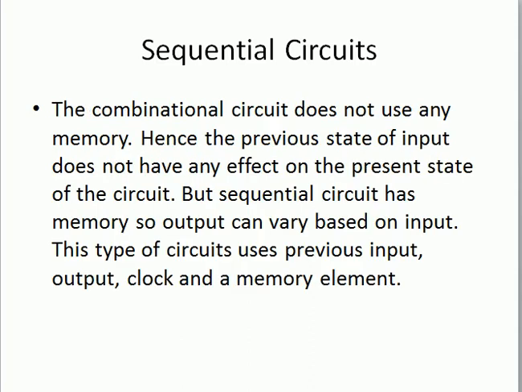In sequential circuits the most important part is the memory. In combinational circuits we don't use any kind of memory, but in sequential circuits we use memory. Why do we use memory? So that we can store the previous state of input as well as the output when it becomes the previous output. The combinational circuit doesn't use any memory, hence the previous state of input doesn't have any effect on the present state of the circuit. But the sequential circuit has memory, so the output can vary based on the input. This type of circuit uses previous inputs, output, clock and a memory element.